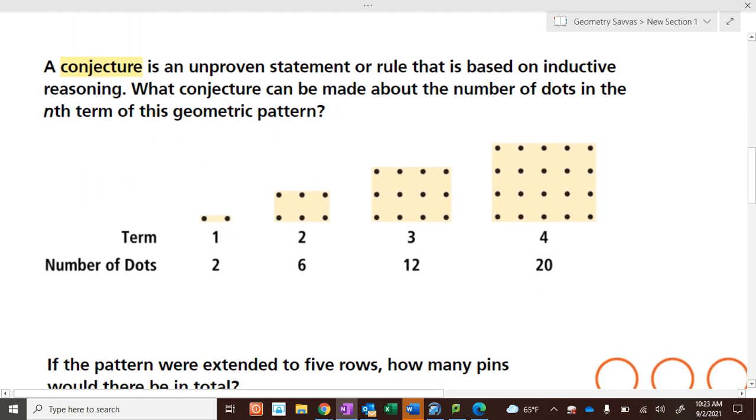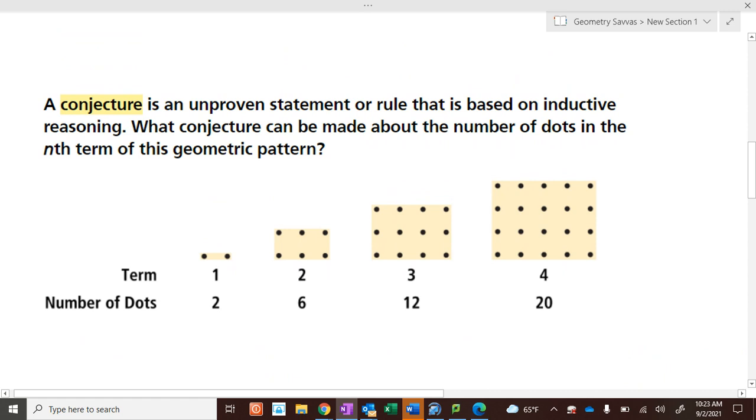Okay, look at this pattern. 1, 2, 3, 4. Oh, we got a vocab word. Here we go. Conjecture. I said something about a conjecture just a little bit ago. A conjecture is an unproven statement or rule based on inductive reasoning. So that's what we've been doing, is making conjectures, guessing what will be the next answer.